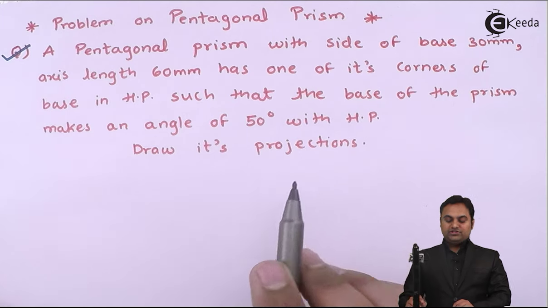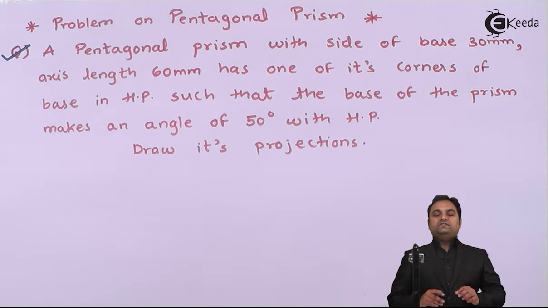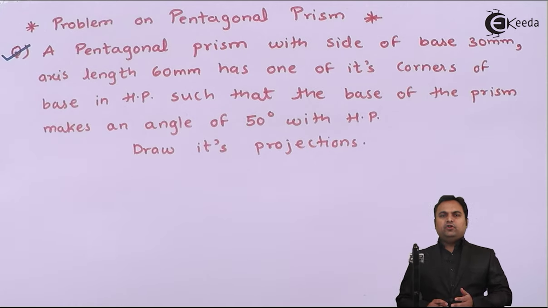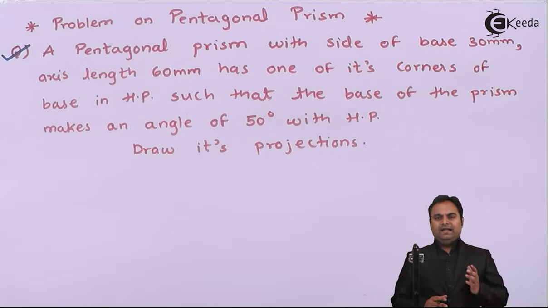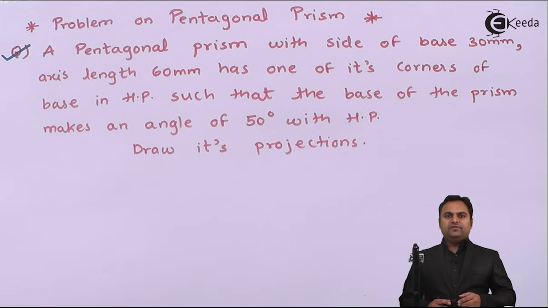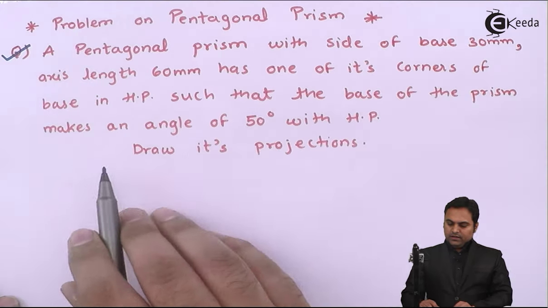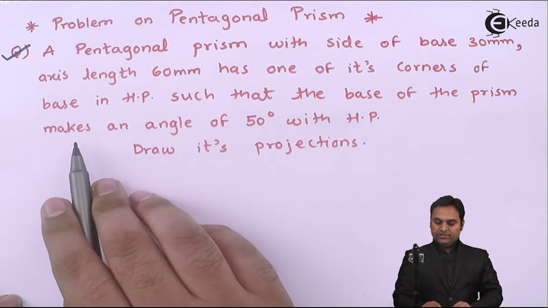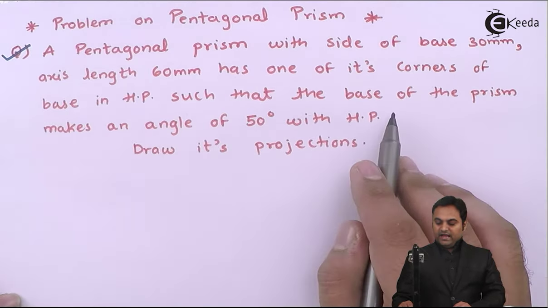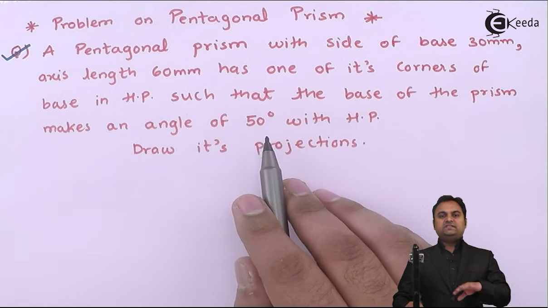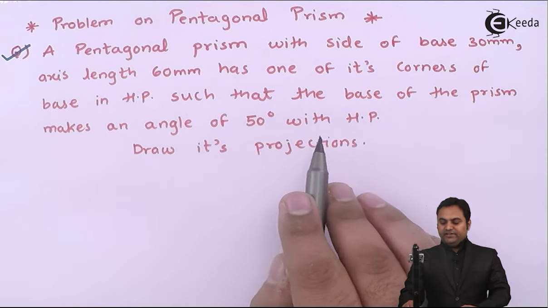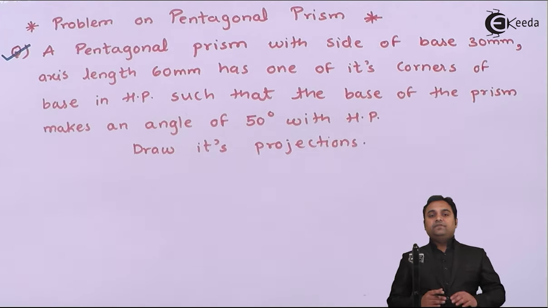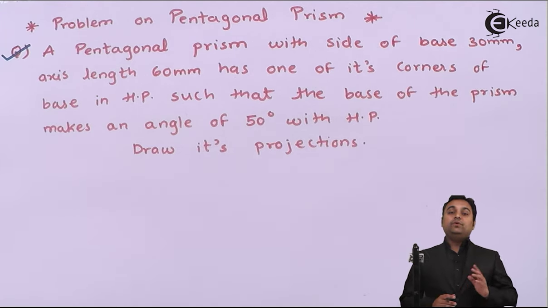Draw its projections. So just by reading the question, it was understood that the type of solid is a prism, and that too it is a pentagonal prism. Next, it was given that it is resting on one of its corners of base in the HP and the base is making an angle of 50 degree with HP. Now if it is making an angle with HP, that angle will be seen in VP.